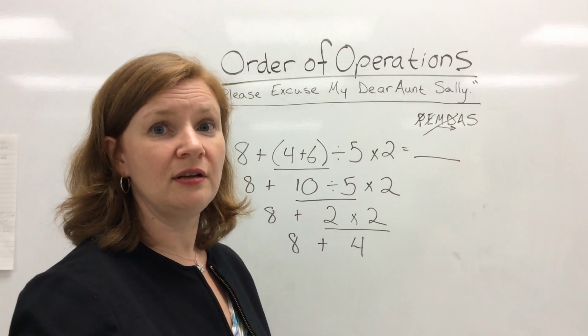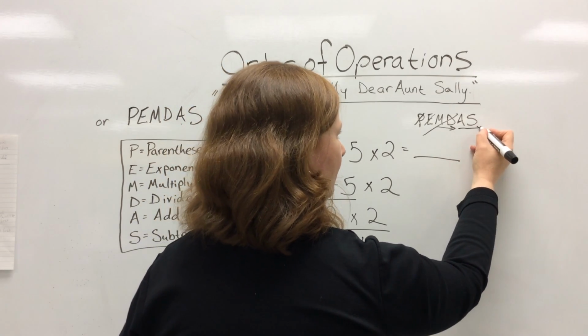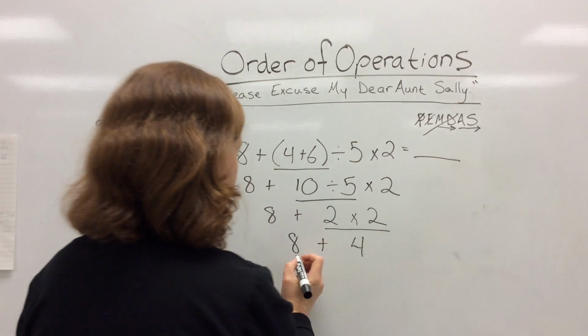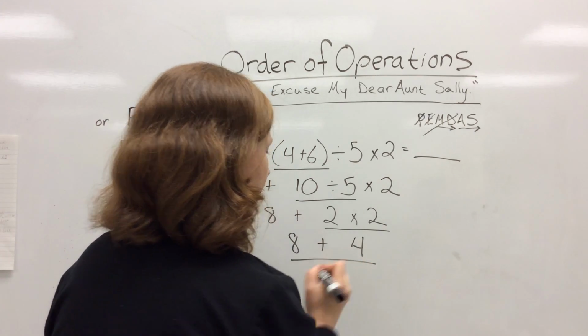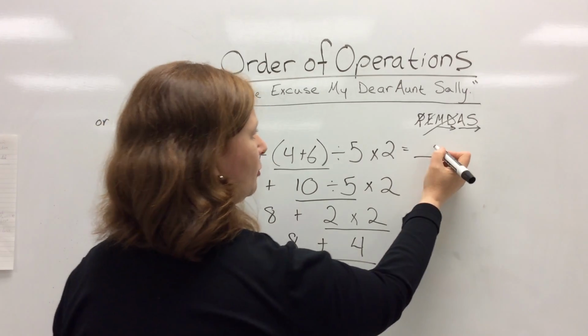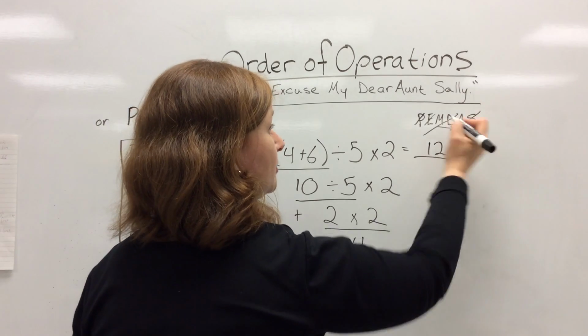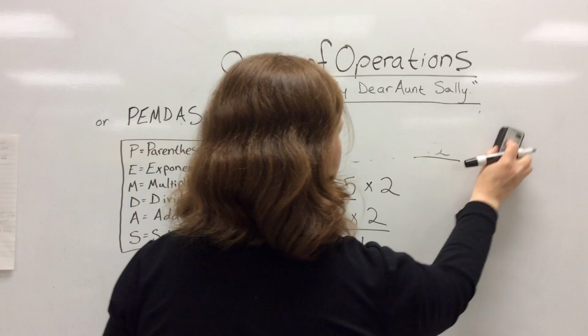Addition and subtraction, just like multiplication, are in a group, moving from left to right. Right now I only have 1, so I'll take care of that. 8 plus 4 is 12. Now I have solved my number sentence. The answer is 12. I'm done with addition and subtraction. I'll do 2 more number sentences today.